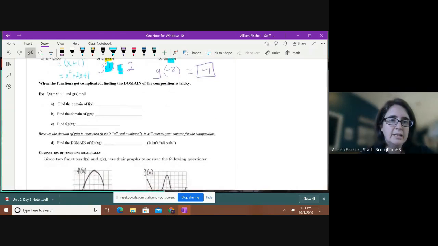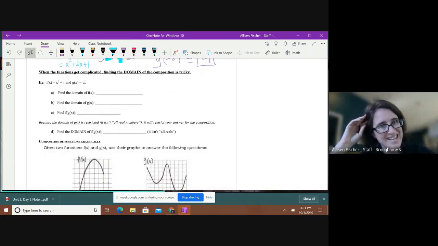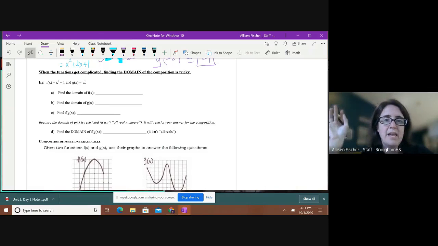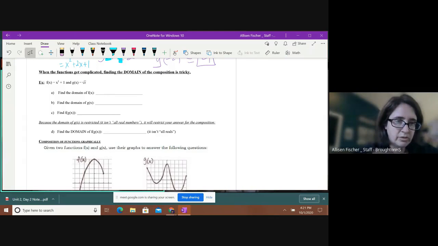All right. So you will also be asked to find the domain of the composition. Usually that's pretty straightforward, but if you have a more complicated function, like one that has a square root or one that has a fraction, sometimes you have to think a little bit harder about the problem. So let's just go through these real quick. It says for part A, find the domain of f of x. If you need to, you can graph these in your calculator. So pause the video and graph them in the calculator if you want.